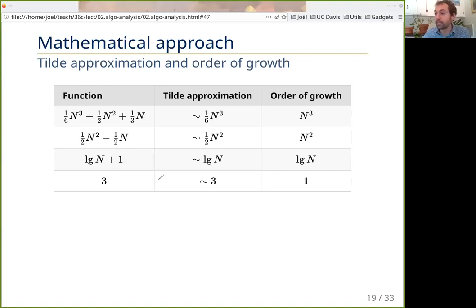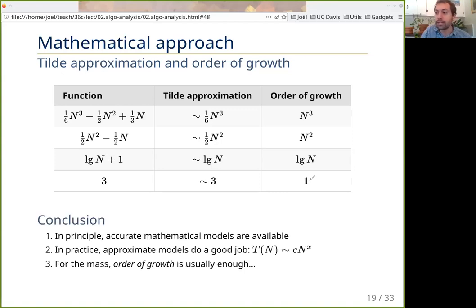So, for example, here with the tilde approximation, you had 1/6 n squared. The order of growth is just n squared. You're just trying to capture how the curve actually evolves. Like here, n cubed. And here, half of n squared, you just keep n squared. Here, log of n, that's just log of n. And in case of constant time, 3, you just keep the idea that it's constant, so just 1.